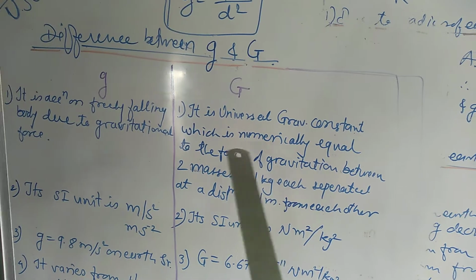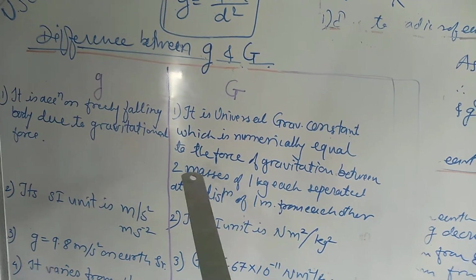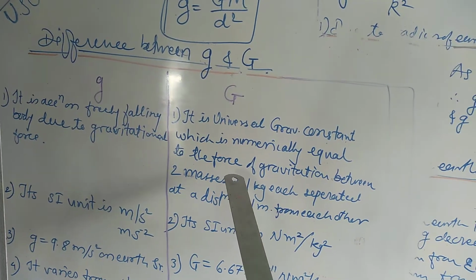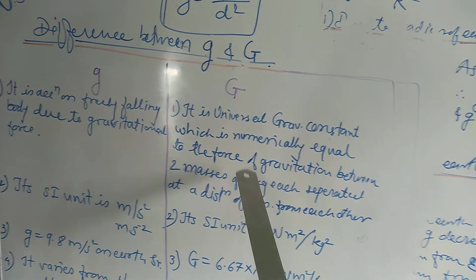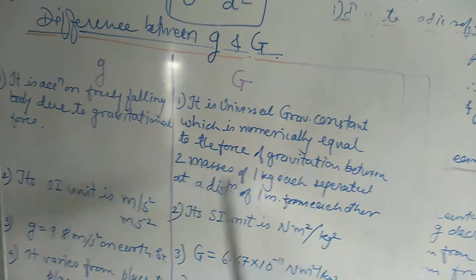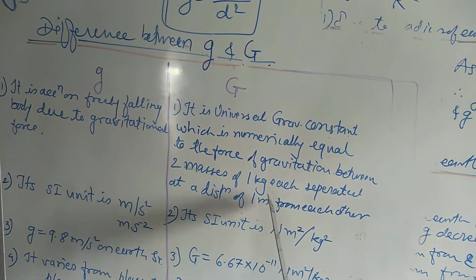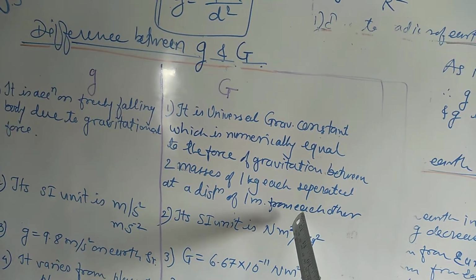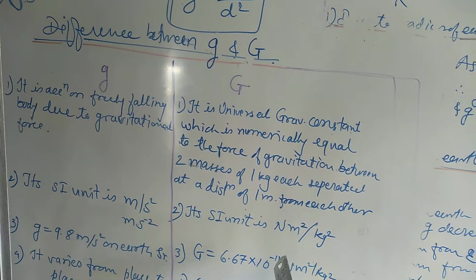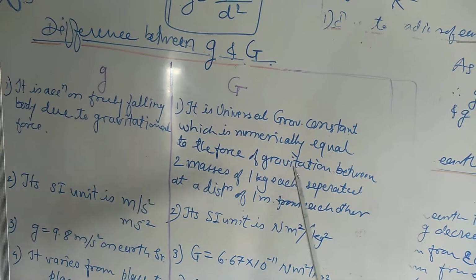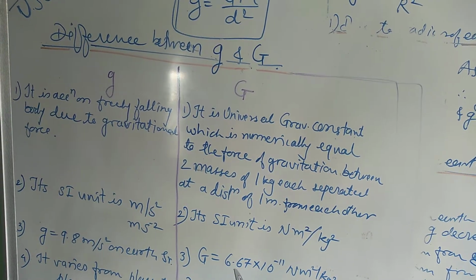You can say, instead of 1 kg, two objects of unit masses separated from each other at a unit distance. That way also you can say. Already we have defined what G is, which we got as numerically equal to F.